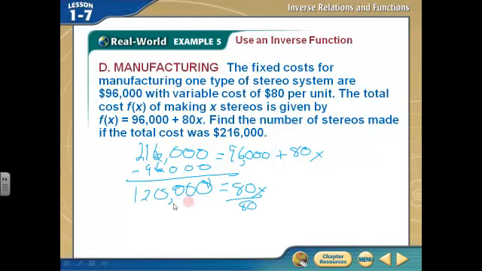Divide by 80, and we would come up with our x. In this case, our x is 1,500. So this means they created 1,500 radios or stereos. Does that make sense? Sure, they can make 1,500 radios. If we came up with negative 1,500, no, that doesn't make sense. That's not even in our domain.